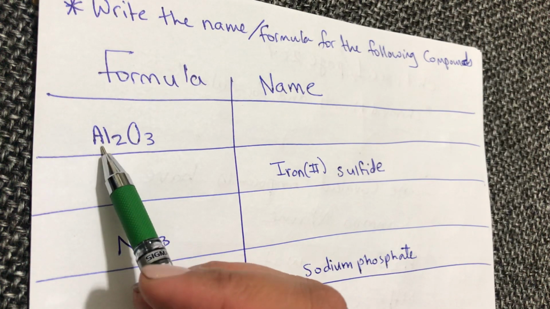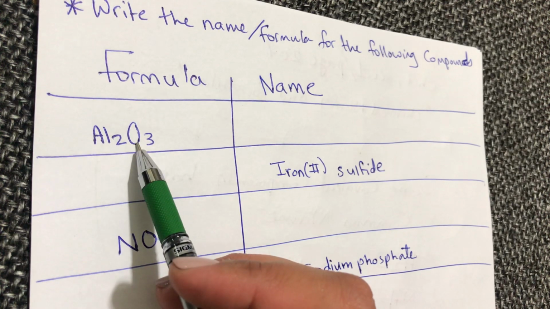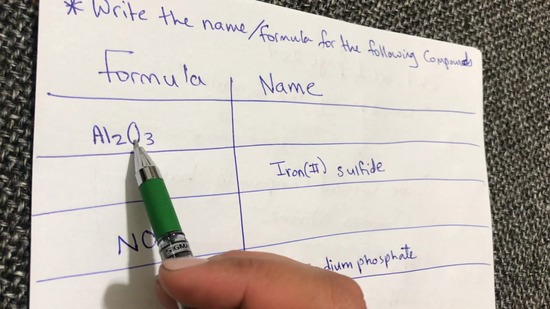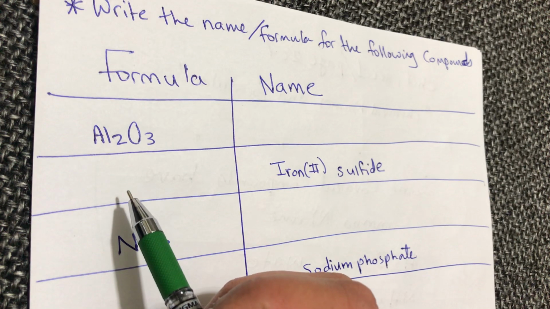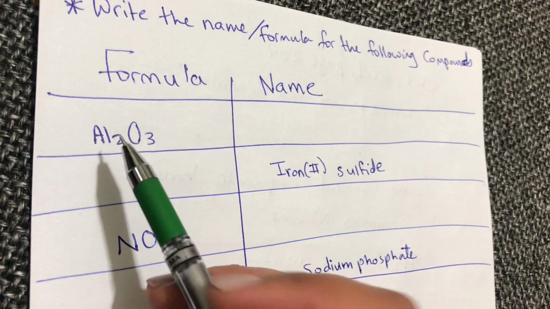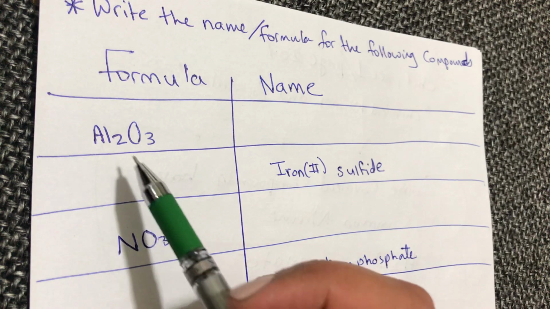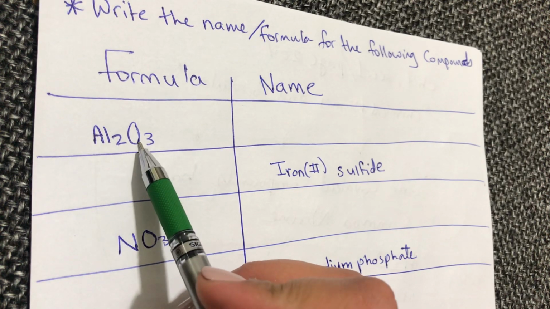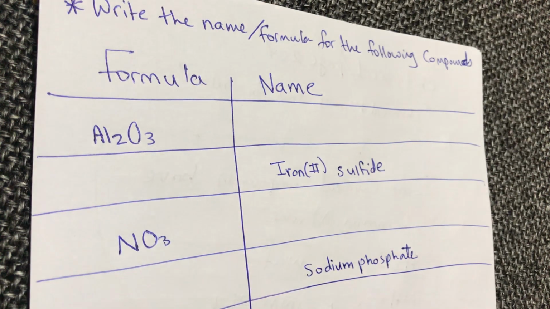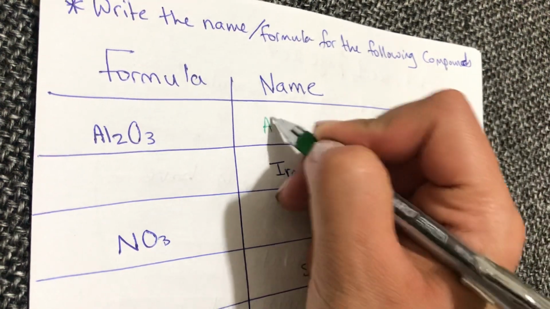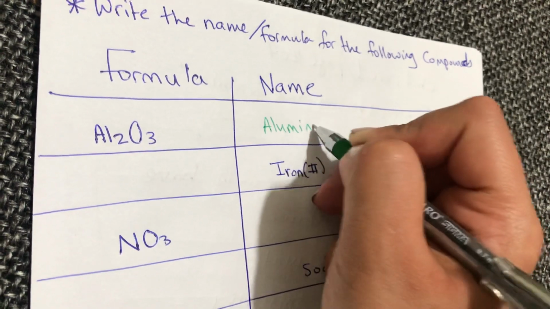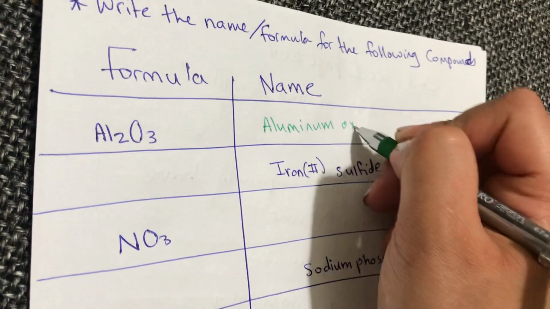Aluminum is a metal. Oxygen is a nonmetal. Metal with nonmetal, it's an ionic compound. So what are the rules for ionic compounds? Rule number 1, you have to write the name of the metal, then the nonmetal, and the name of the nonmetal must end with IDE. So the name is aluminum oxide.